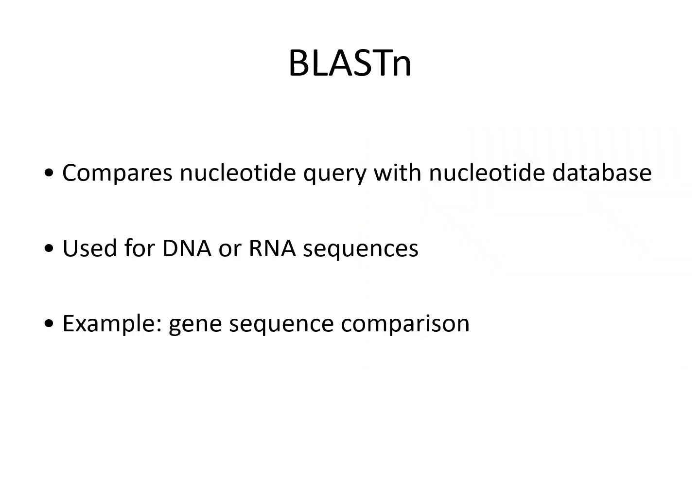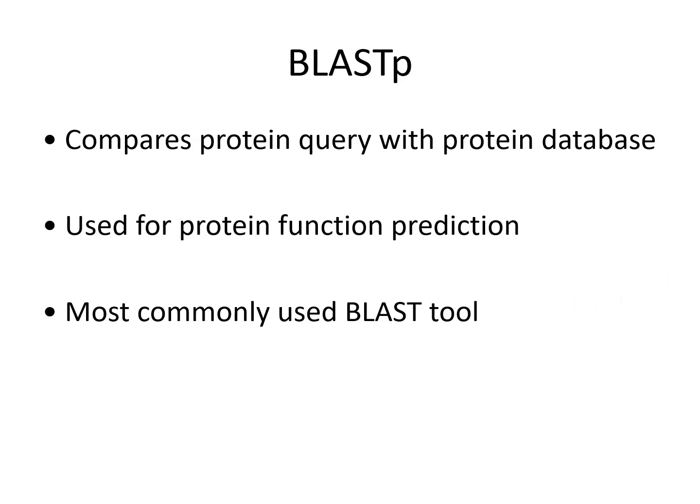Here we will discuss the first type of BLAST, which is BLASTN. What is BLASTN? BLASTN compares a nucleotide query sequence with a nucleotide database. BLASTN is generally used for DNA and RNA sequences. An example of BLASTN is gene sequence comparison in bioinformatics. Now we'll move to the next slide, which is BLASTP.